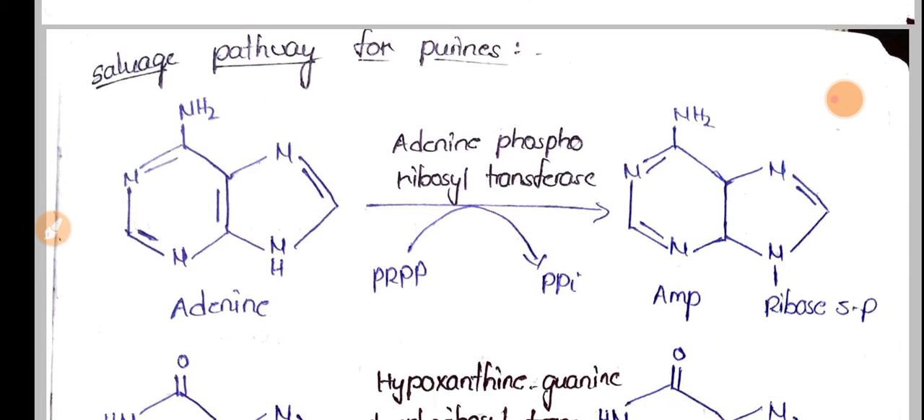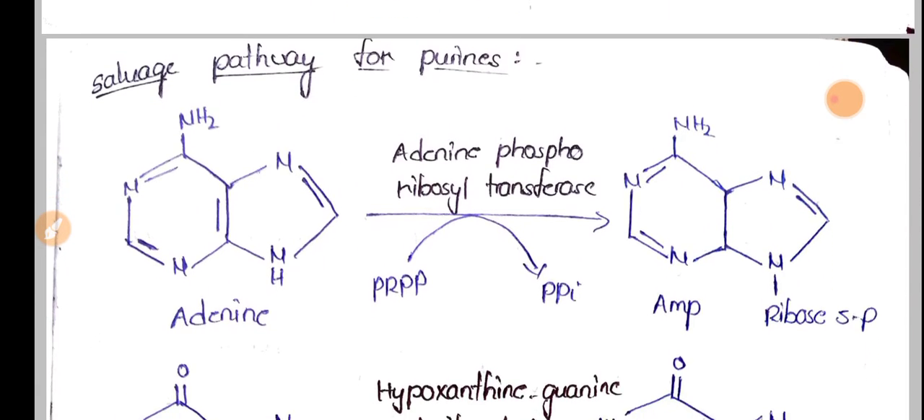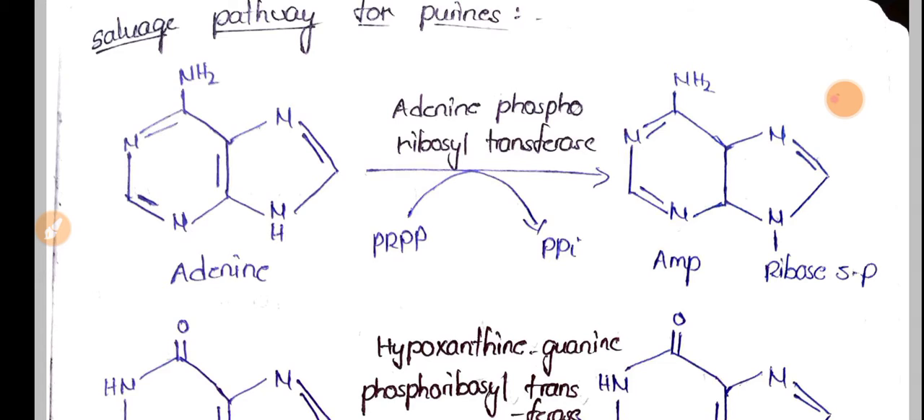So in the last class we discussed this biosynthesis. Now let's see the salvage pathway. Whenever purine biosynthesis is not done essentially, from the purines that are already present, these compounds will be produced again.